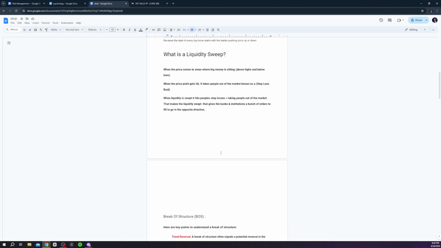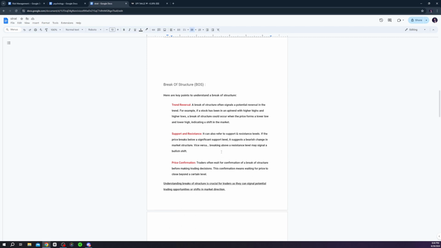We'll go over order blocks now. Or not order blocks, I'm sorry. A break of structure. So what is a break of structure? The key point is that it's a trend reversal. When you see an uptrend, you always ask yourself, how can I know when it's going to go to the downside? This is how you're going to know: when you can identify a market structure shift, also known as a break of structure. So it's basically a trend reversal.